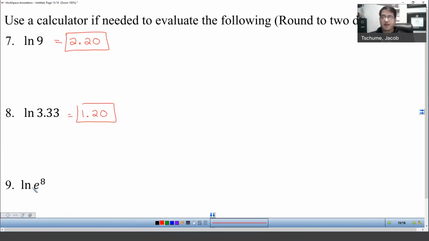Now, number 9, you can either use your calculator, or if you notice, this is actually one of your cancellation properties. Since the ln and the e are applied right next to each other, they actually cancel, and your final answer is going to be 8. Now, if you forget that cancellation property, the perk is that you'll have your calculator, and if you type in the natural log of e raised to the 8, it should come out to be the answer 8.